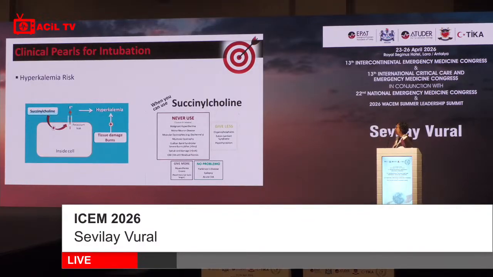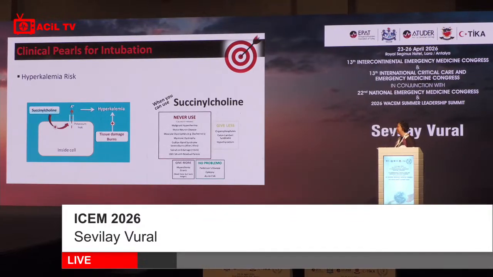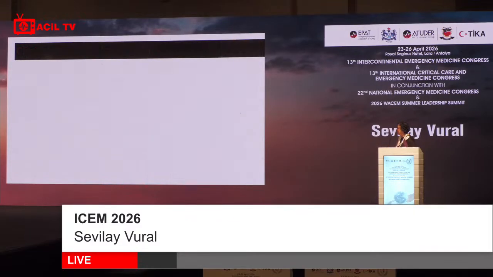My last warning is about the intubation phase, the hyperkalemia risk. Please always prefer rocuronium and avoid succinylcholine, because it can cause an instant release of intracellular potassium into the veins, and it can end up with cardiac arrest in these patients.